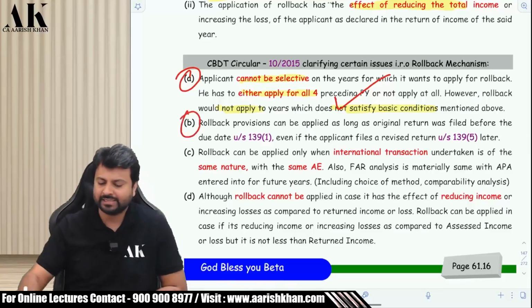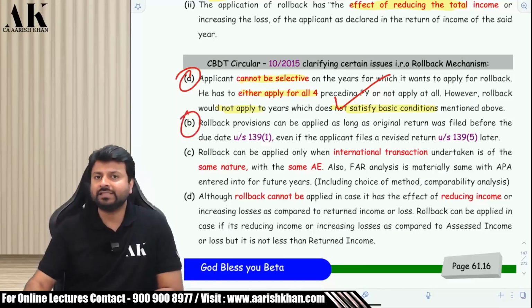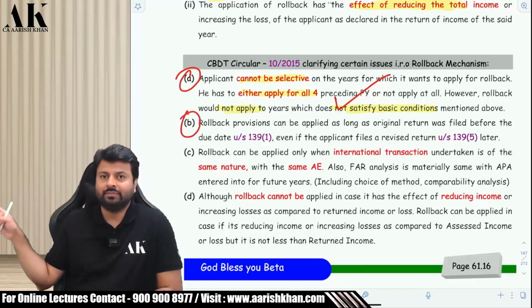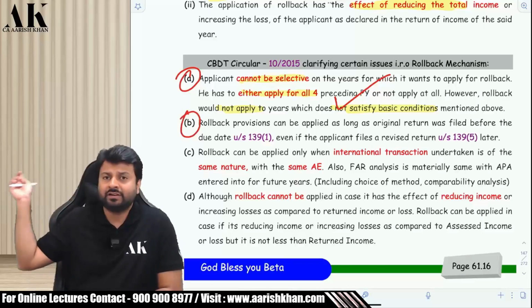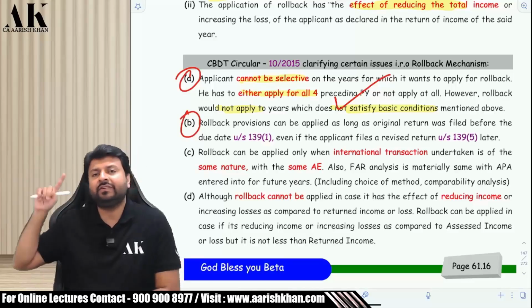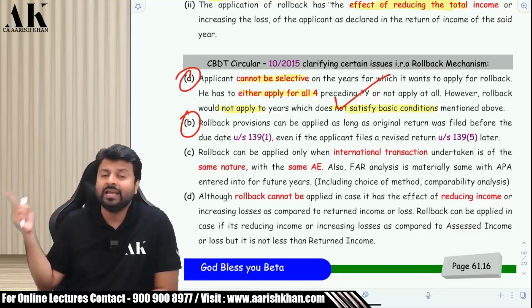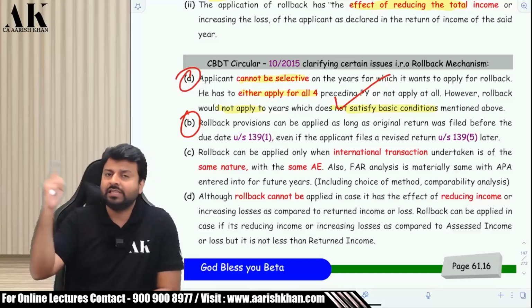Okay. Next step. One of the conditions of rollback is that for the rollback year you have to file the return on time. Is it possible if I file the return under 139(5)? Yes, it is possible. If you have filed the original return under 139(1) and then you revise under 139(5), then you can go for rollback.